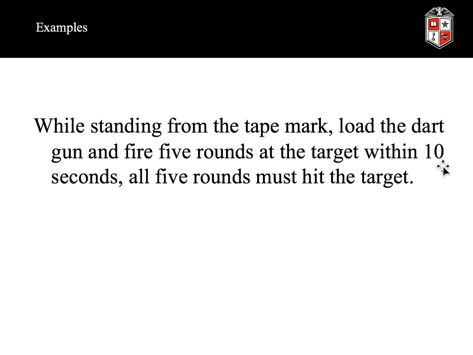So the performance statement then is, load the dart gun and fire 5 rounds. Okay, so we're going to load the dart gun and fire rounds at the target. That's a performance. We want to be able to do that. The condition statement is while standing from the tape mark. So they have to stand at the tape mark to do this. And then the criterion is they have to do it all within 10 seconds, and that all 5 rounds must hit the target. So if they take 12 seconds, they didn't meet your criteria. If only 4 of the 5 rounds hit the target, they didn't meet your criteria. And so they'll have to redo it or do something different to improve.